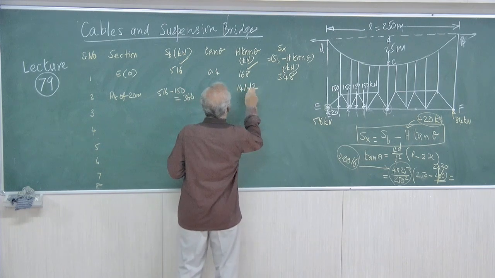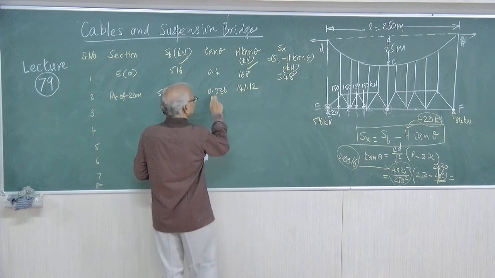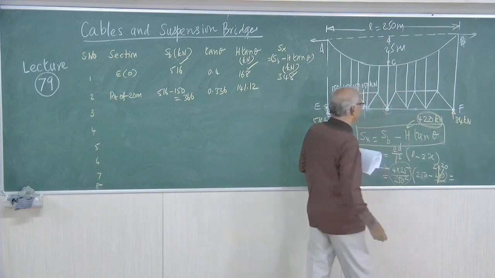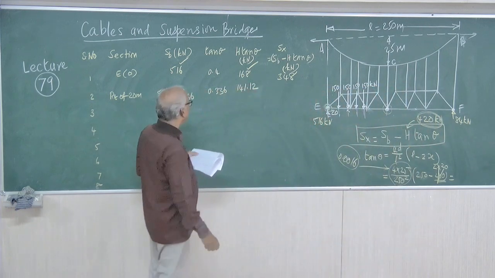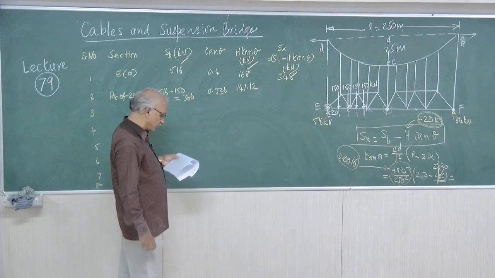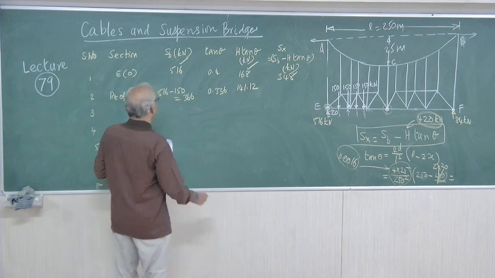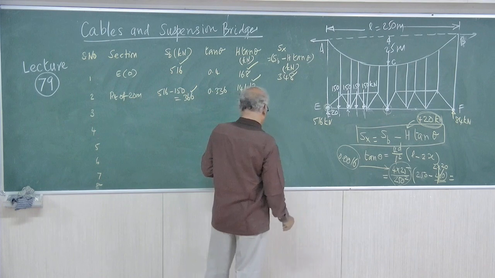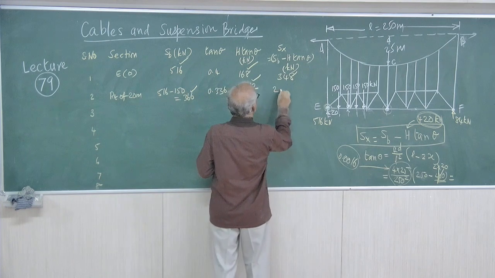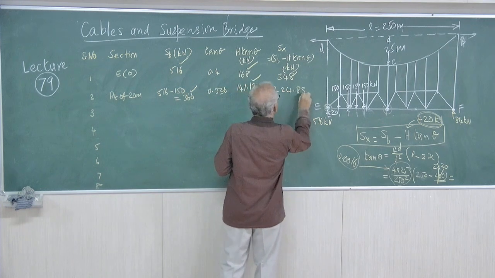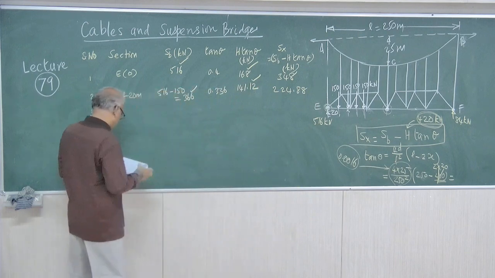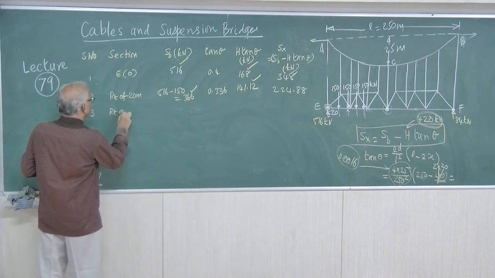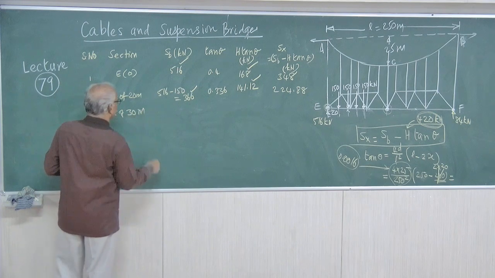That is 420 into 0.336, because we know H equal to 420, this value 420 into 0.336 is 141.12. So beam shear minus H tan theta will give you 224.88, and right of 30 meters.